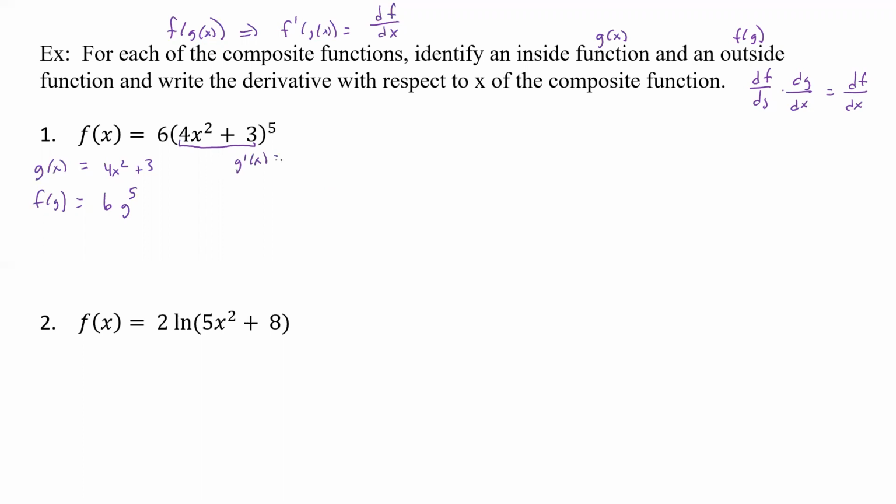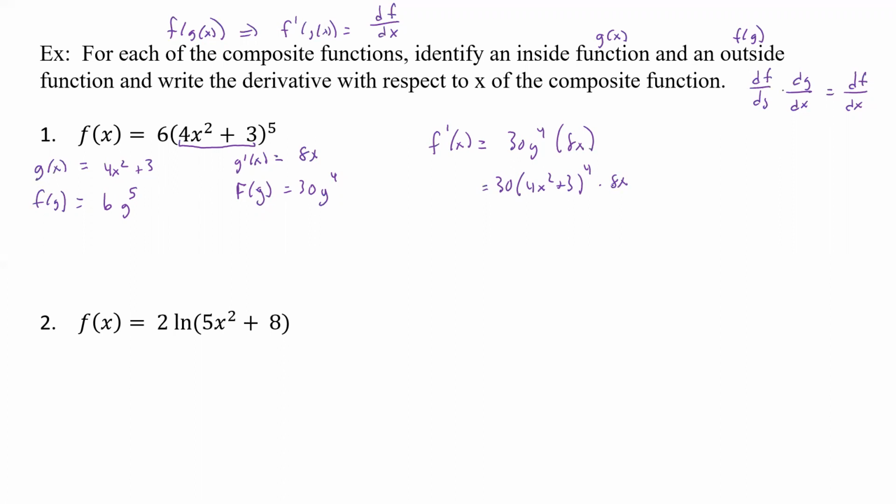So g prime of x is equal to what? Well, that's just going to be 8x. Well, let's write out f prime of g first. It's going to be 30g to the fourth, because we'll take the 5 down times 6 and then subtract 1, and we get our 4. And so then really our f prime of x is just equal to this times this. So we'll take 30g to the fourth times 8x. Now this is in g, we need it in terms of x, so we have to replace that g with this. So we'll have 30 times 4x squared plus 3 to the fourth times 8x.